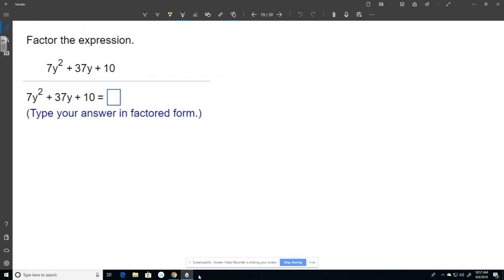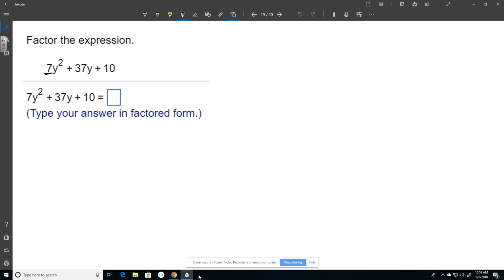All right, 2 more problems. Number 19, factor the expression. First of all, look for shortcuts. 7 isn't a nice square root. 10 isn't a nice square root. So we're not going to use any of the shortcuts. We're going to have to just do this the long way.